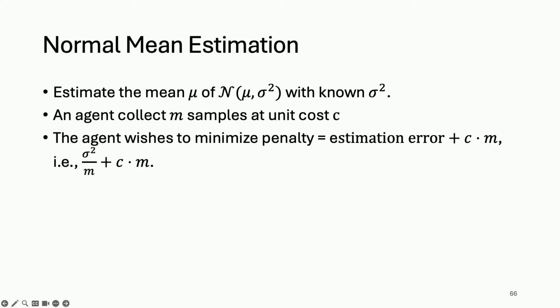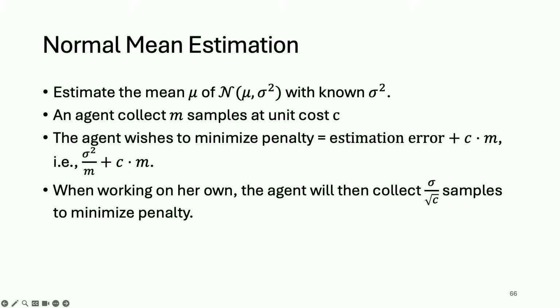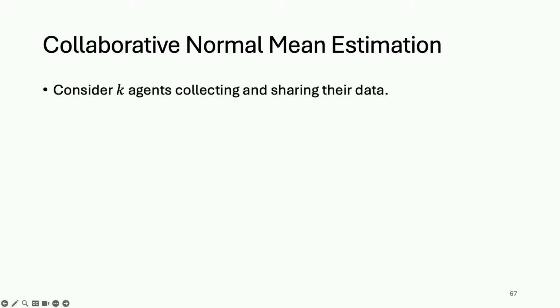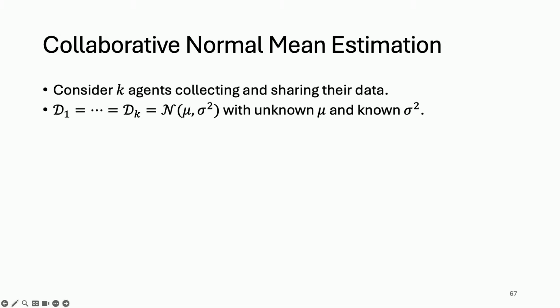In this Gaussian mean estimation, this penalty can be written as sigma squared divided by m plus c times m. So when the agent has to work on her own, the agent will collect sigma divided by square root of c samples to minimize the penalty. But when we have k agents, they collect the data and they share their data. When I say homogeneous setting, I mean all the k agents have the same data distribution. And now they want to collaboratively estimate the mean.